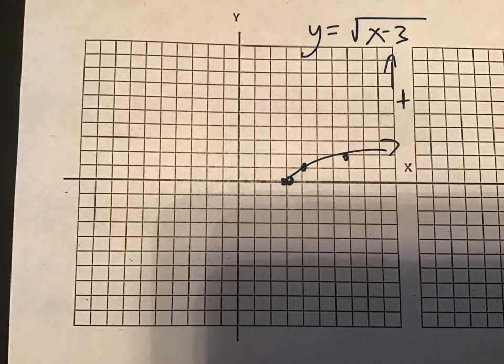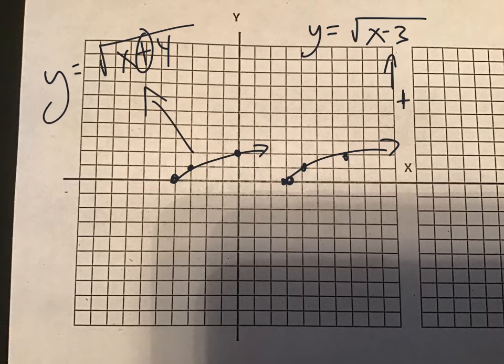is our graph. So by the same token, if I had y equals square root of x plus 4, we're going to go the opposite of that sign. So that's going to go left 4. 1, 2, 3, 4. That would put us here. And again, I'm still going to follow the pattern. Up 1 over 1, up 2 over 4. And there would be that graph.